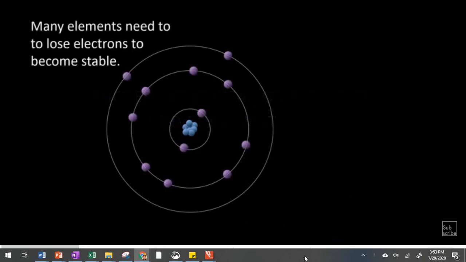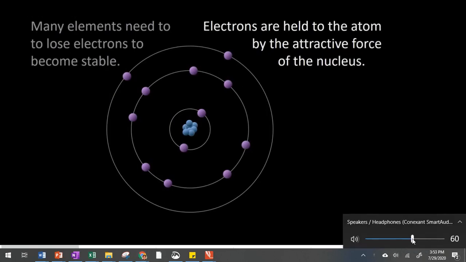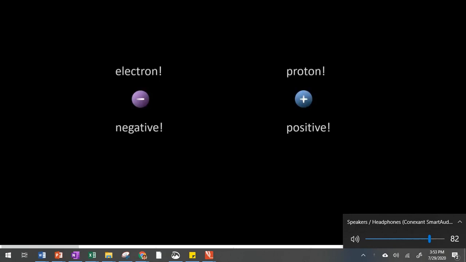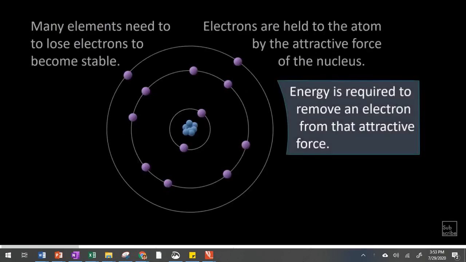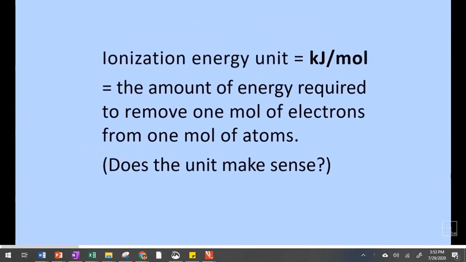Successive ionization energies and their patterns. Many elements need to lose electrons to become stable, but electrons are held to the atom by the attractive force of the nucleus. Positive and negative charges attract each other, so energy is required to remove an electron from that attractive force. That energy is called ionization energy, or IE, because removing an electron creates a charged atom, which is called an ion. The unit for ionization energy is kilojoules per mole, which refers to the amount of energy required to remove 1 mole of electrons from 1 mole of atoms. Given this definition, does the unit kilojoules per mole make sense?